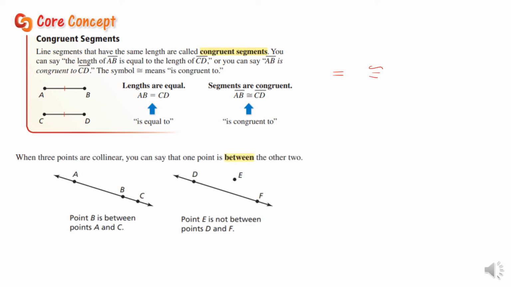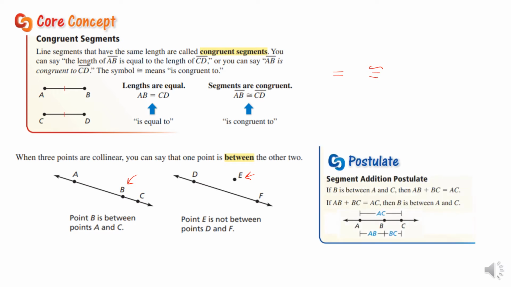So when three points are collinear, you can say that one point is between. So B is between point A and C. However, E is not collinear, so we cannot say that it is between. So we put this information together and we have the segment addition postulate. This is one that you need to know. And it's if B is between A and C, then AB plus BC equals AC.